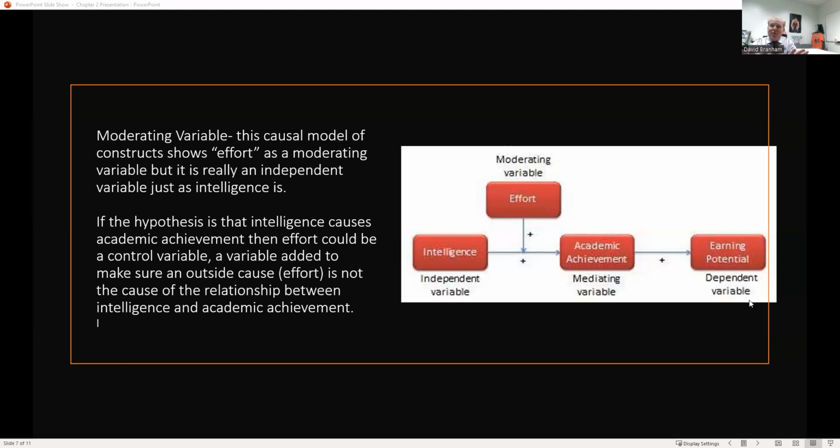So you can see how these models are often constructed in social sciences. And you can see that what you'll have hypothesized here, what you'll need now is that data to see if your hypothesis is confirmed by the data that you collect. If the hypothesis is that intelligence causes academic achievement, then effort could be a control variable, a variable added to make sure an outside cause, which is effort, is not the cause of the relationship between intelligence and academic achievement. Because it could be that people with intelligence have more effort. That could be the case. So if that's the case, then we have to figure out, is it intelligence or is it effort or is it both?